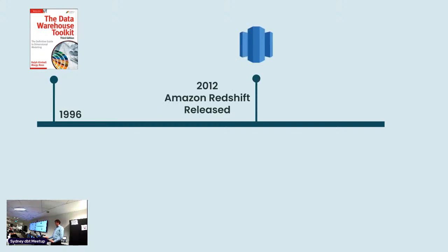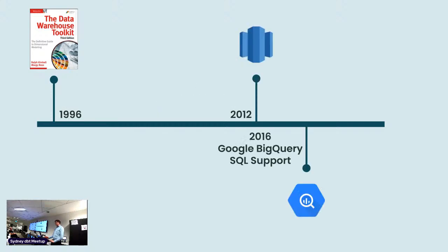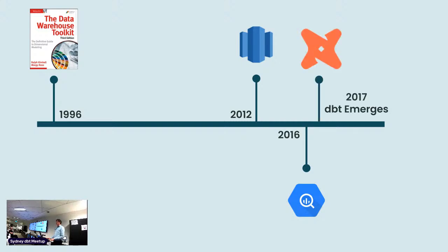A couple of years later, BigQuery, it was around kind of at the same time as Redshift, but they used this really weird, obscure SQL syntax. They decided to adopt the SQL standard in 2016 and started to then become more popular. In 2017, this tool that you might have heard of, dbt, emerges out of Fishtown Analytics and starts to become more popular for transforming data in your warehouse.